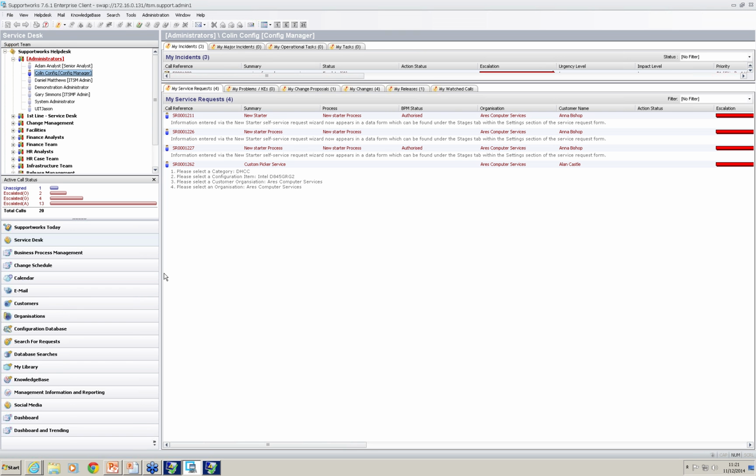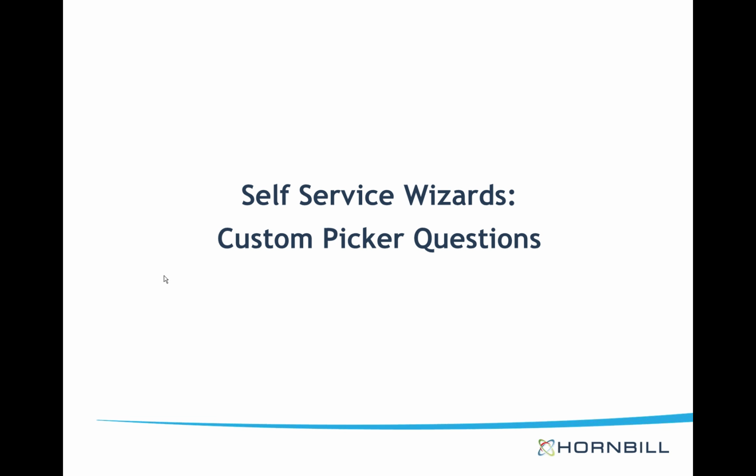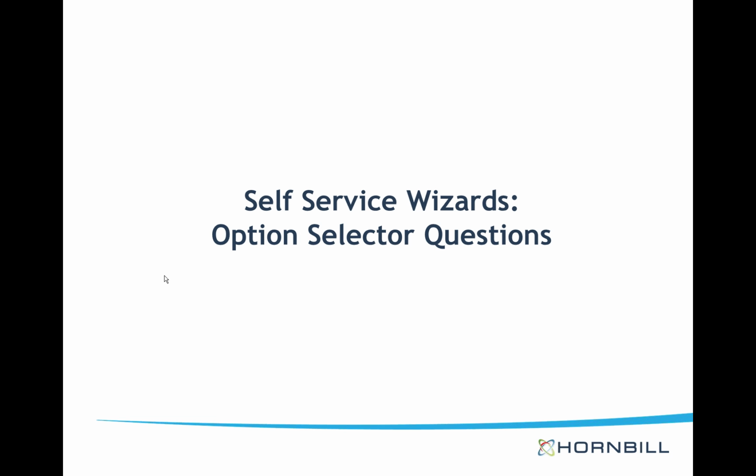So the next thing we're going to look at is option selector questions in the self-service wizard. These are different types of self-service wizard question, and they're similar to custom picker questions in that they provide the customer with an easy and intuitive method in order to make a selection whilst logging a request again via the self-service portal. Option selectors, however, allow the service manager or configuration manager to define a more complex question to draw perhaps more relevant information from the customer.